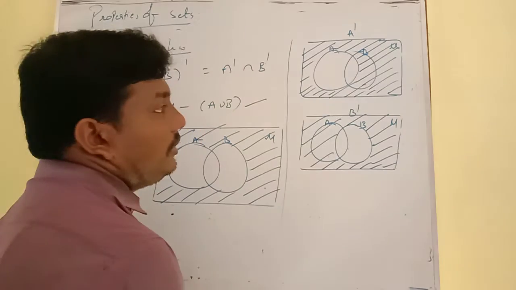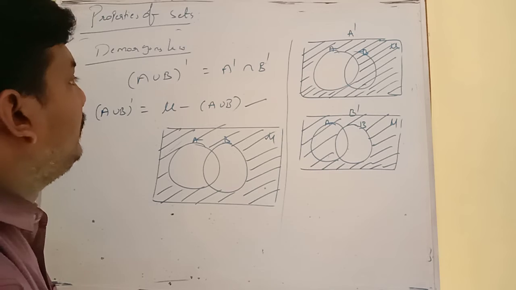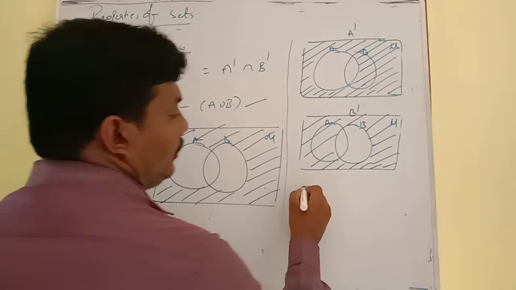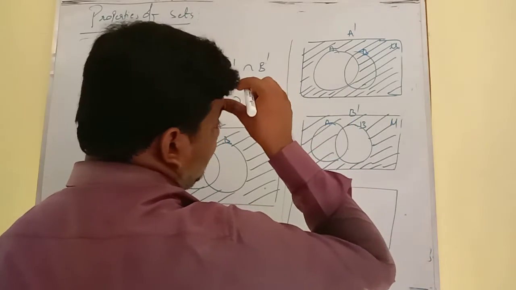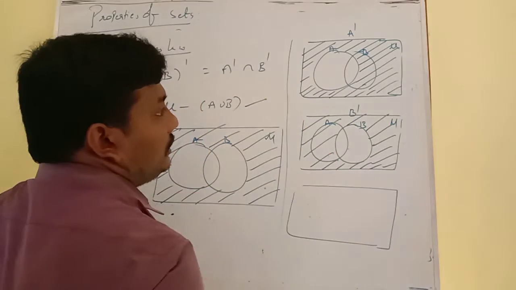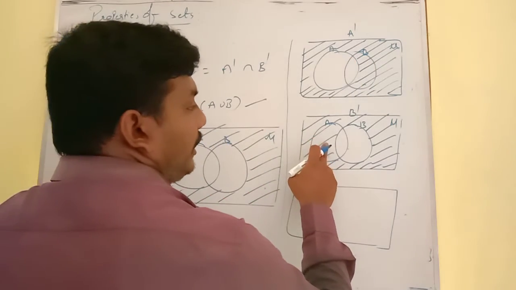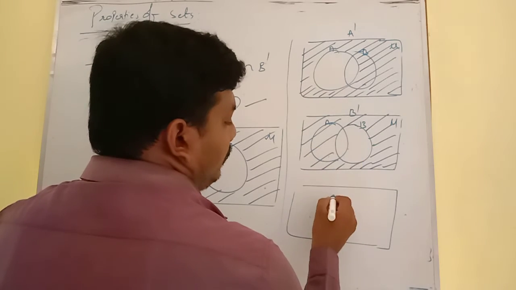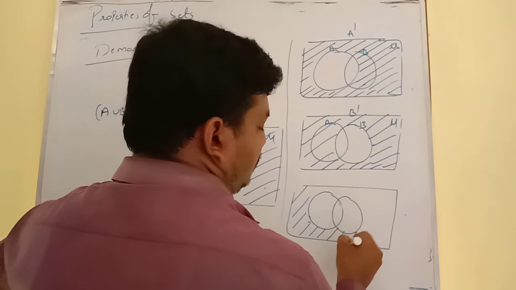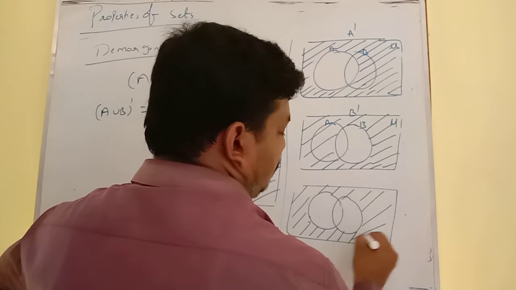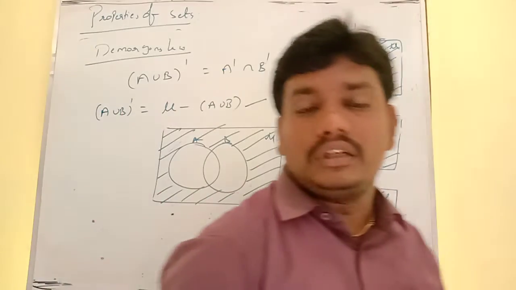That means we have to consider both the common elements first. That's the reason why we should consider both the common elements. Here, both common elements are not there. Here only A is there and only B is there. That's the reason why we should consider the common elements like this. This is mu, this is A and this is B. So we have to consider both the common elements like this.